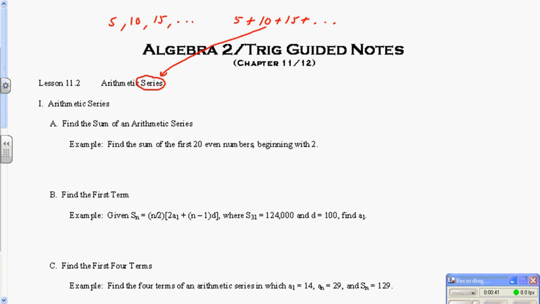There's two formulas I'm going to give you for this. One you will use if you know the first and last terms. And that will be S sub n, the series, the sum of n terms, by taking the number of terms, dividing them by 2, and you add up the first term and the last term. A sub n represents the last term.